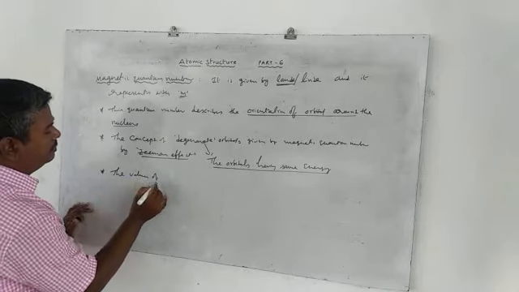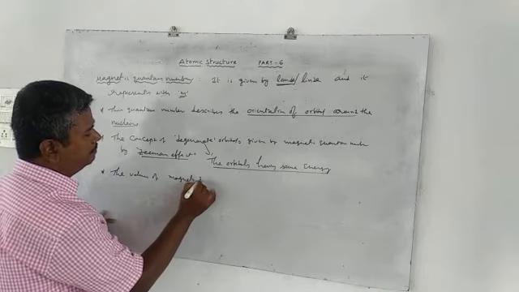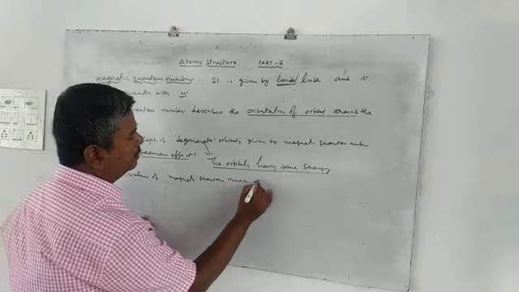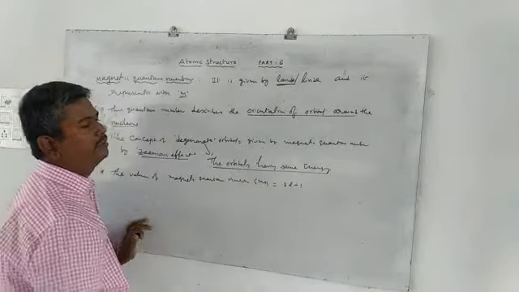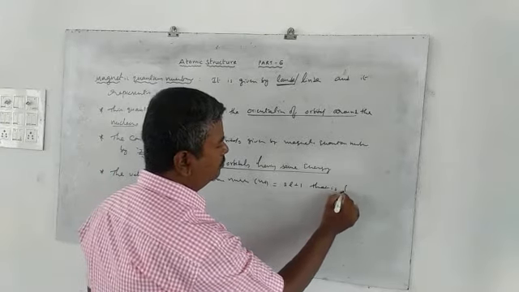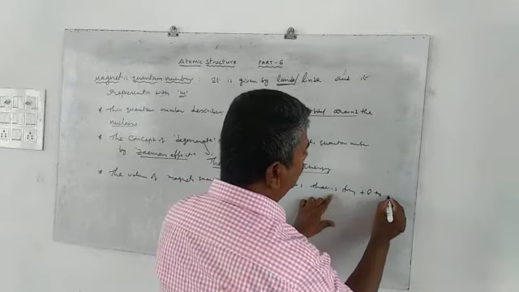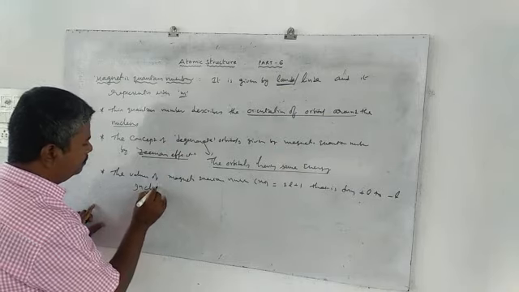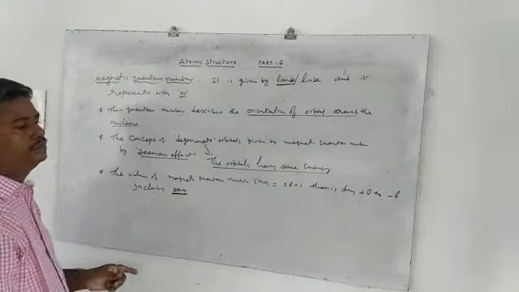That means the magnetic quantum values are the values of the magnetic quantum number, m equal to 2l plus 1 values. That is from plus L to minus L including 0.